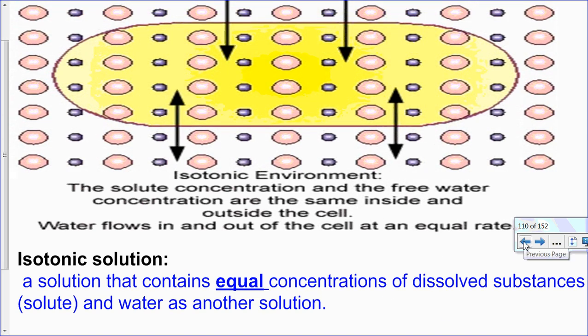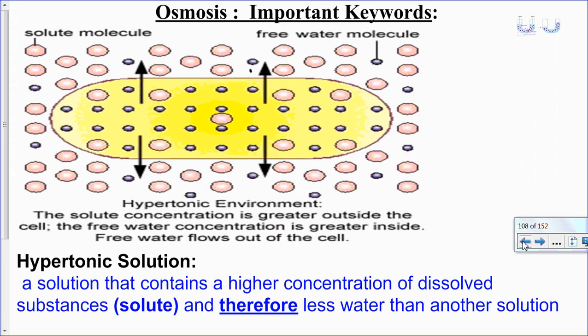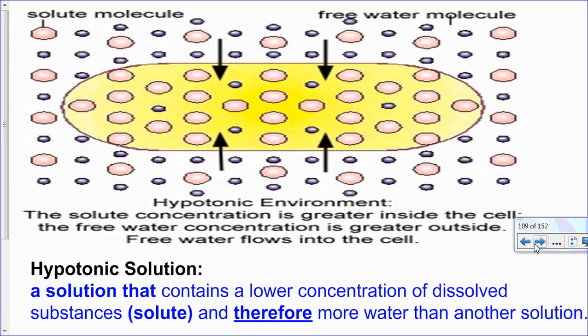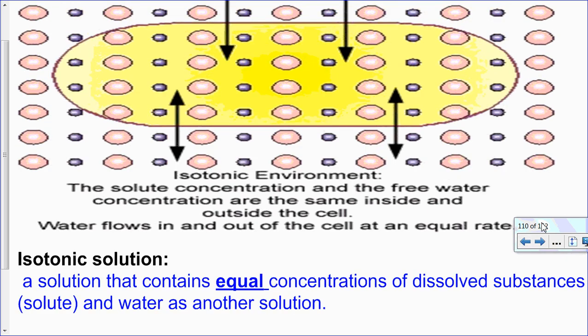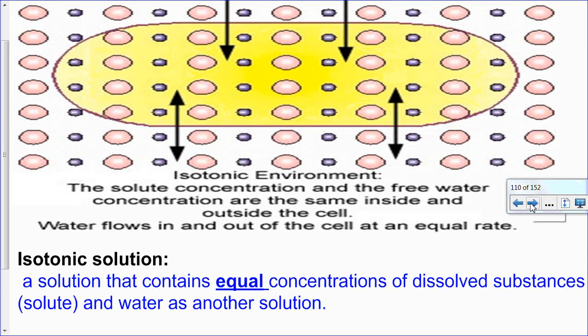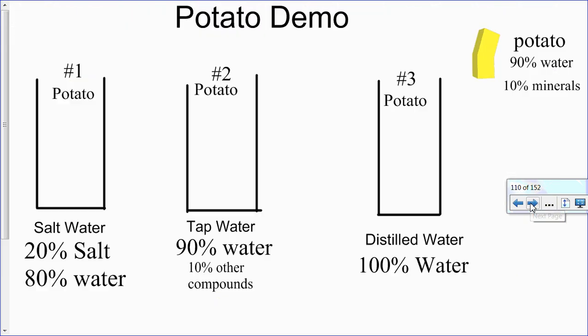So we have three different situations in which a cell can be placed. Once again, you have hypertonic, you have hypotonic, and you have isotonic. And you should play this video over again and make sure you understand what these terms are. They could be confusing.